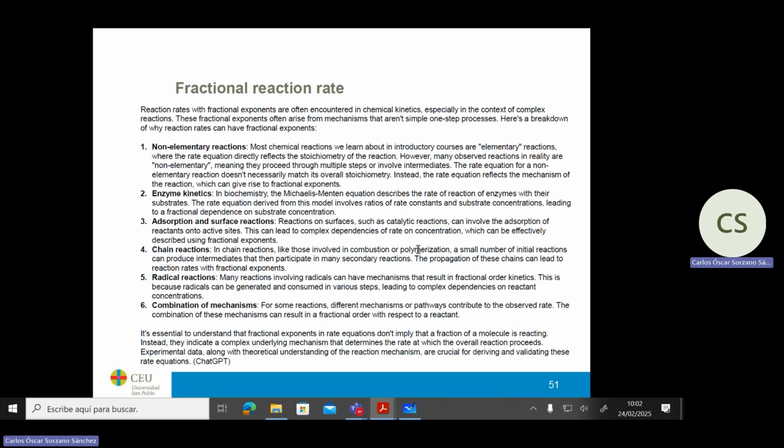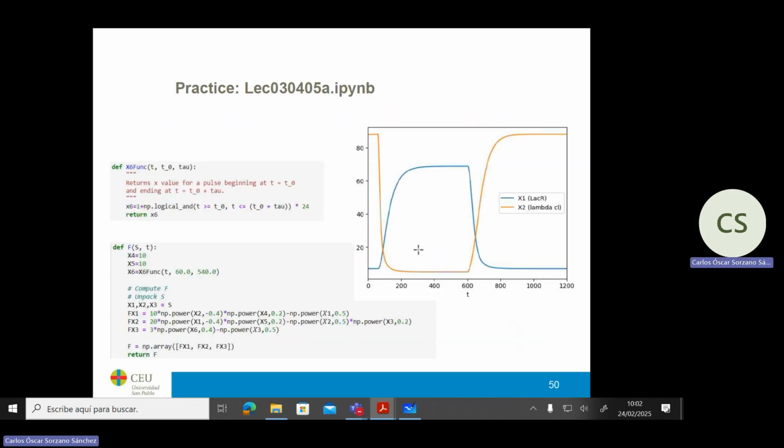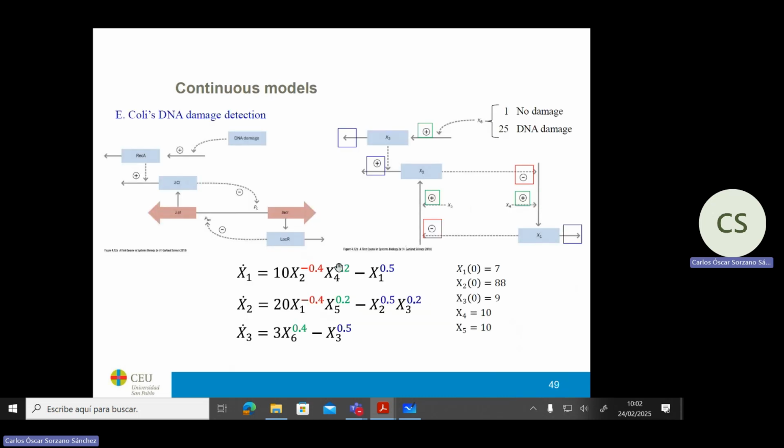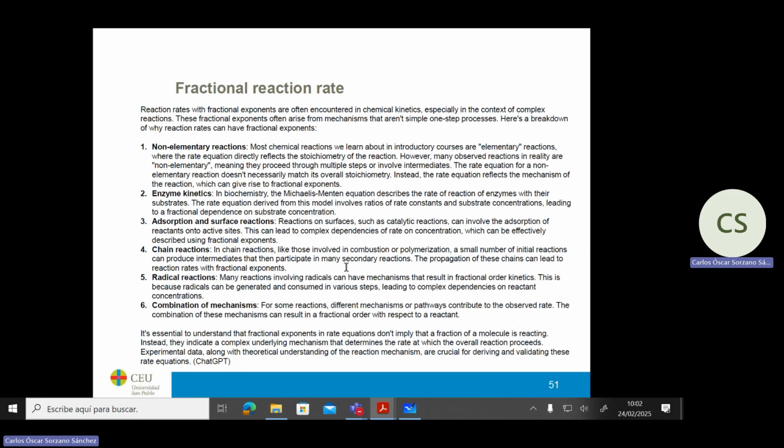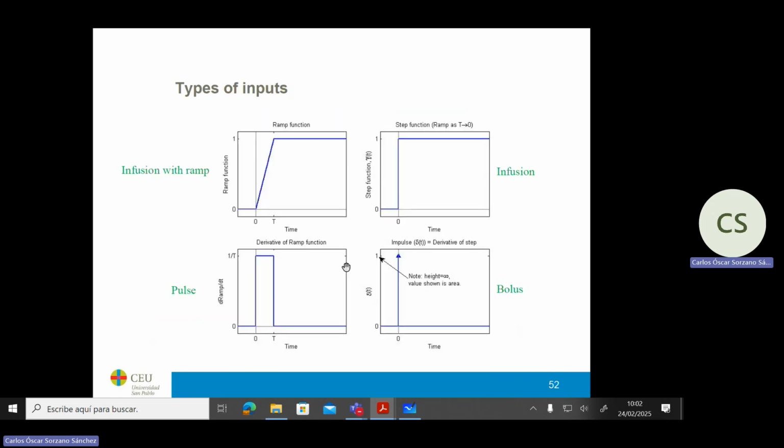Okay, so here we go. Then here you have a little bit of a digression on what the explanations are for these fractional powers. At the end, the system does not have 100% efficiency. So there are inefficiencies in the system, and these inefficiencies result in fractional powers.